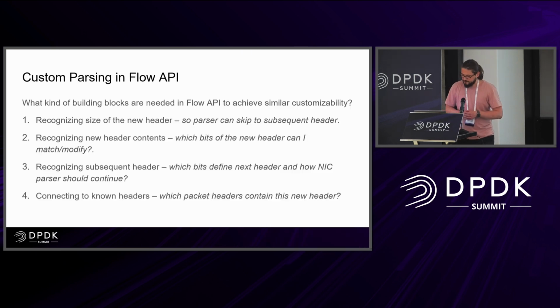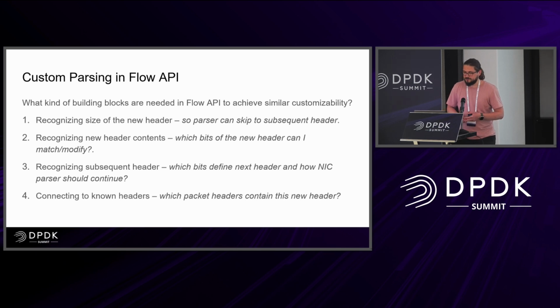So in this case, the question is, what kind of building blocks are needed in Flow API to achieve similar customizability as we have in P4? There are 4 main building blocks. So first, we need to know how to recognize the size of the new header. Our custom protocol can be either a fixed size header, or the header size can be defined based on a value stored in some field. This will allow Flow API and the driver to configure the NIC to know how many bits to skip when parsing this header.